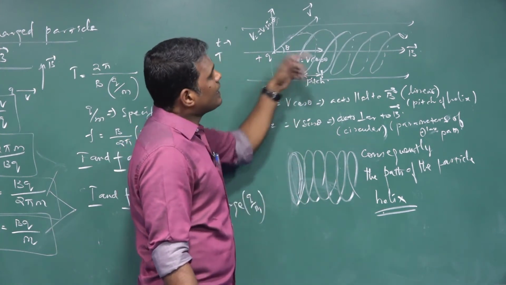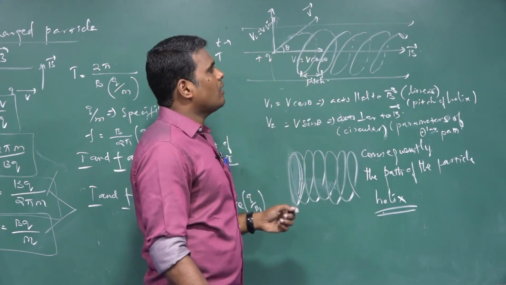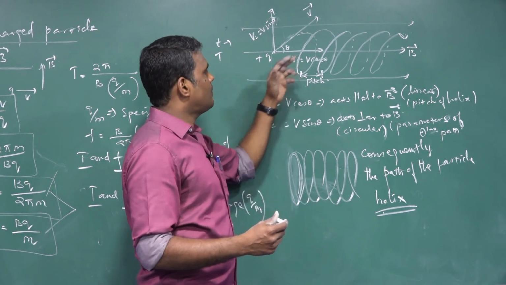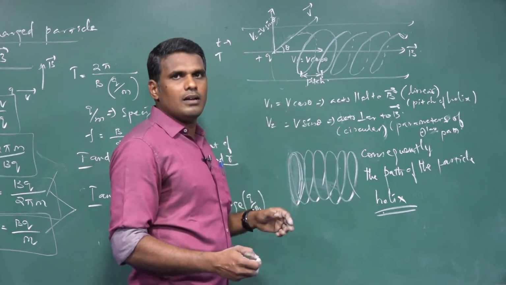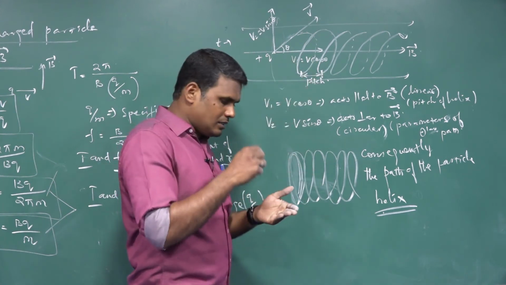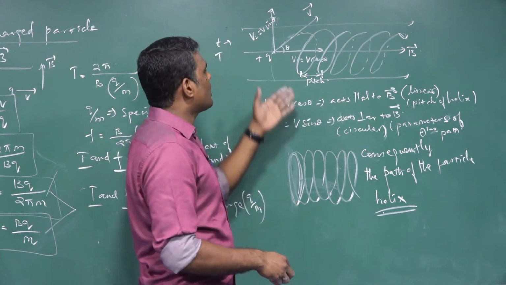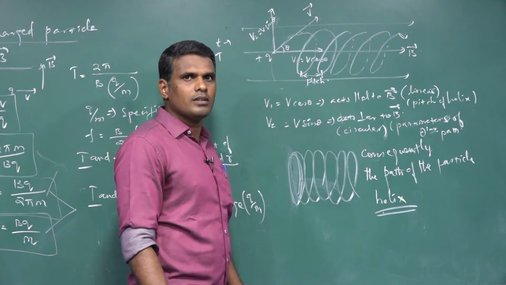So if a helical path is carried out, then what is the radius of the path of the charged particle? What is the time period? What is the frequency? What is the angular velocity? And then finally, what is the measure of pitch? This you have to calculate.